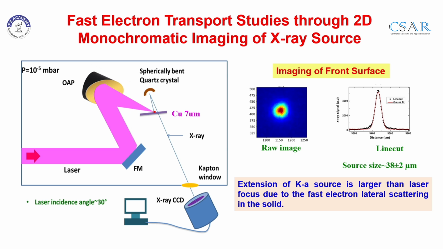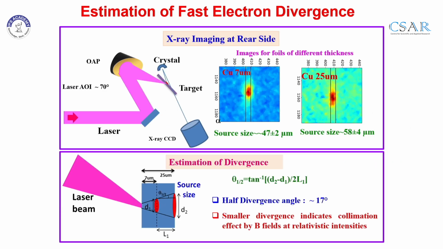The source size is essentially of the order of the laser focal size, which is a few microns. But what we observed is that the X-ray source size is much larger. That tells us that lateral scattering is also happening over the surface, which is enlarging the size. So through a simple measurement of the X-rays, such a measurement can be done.